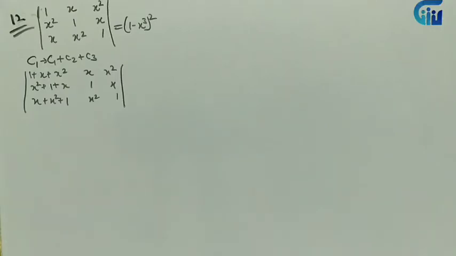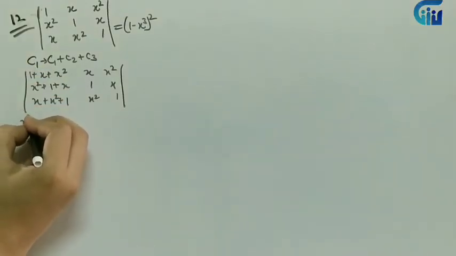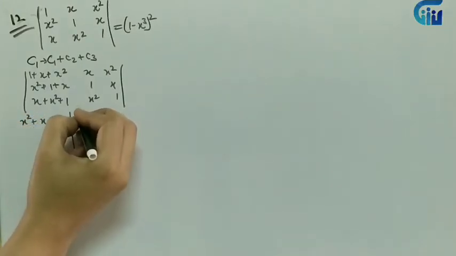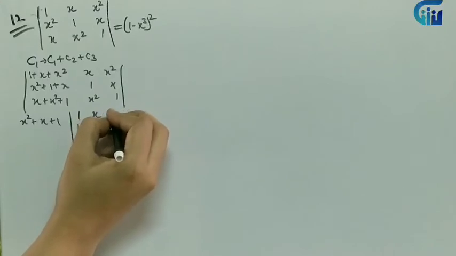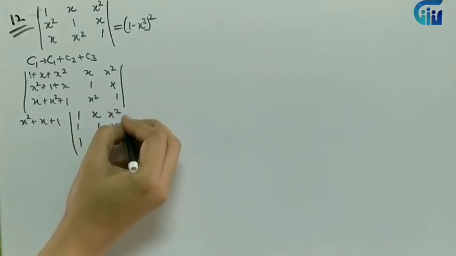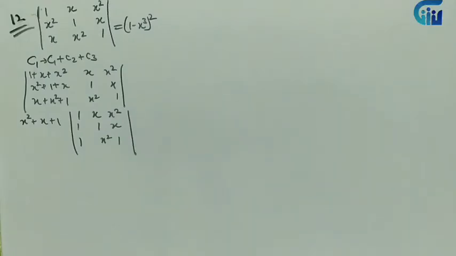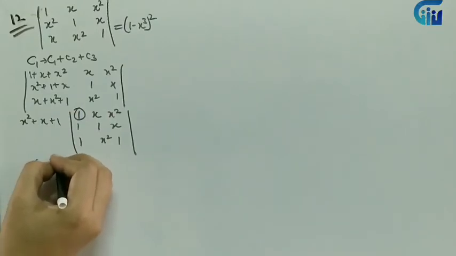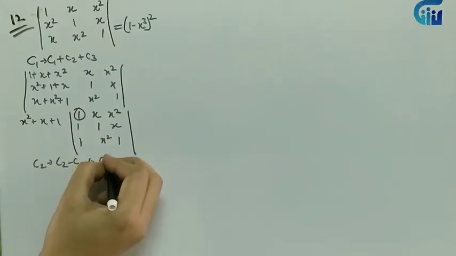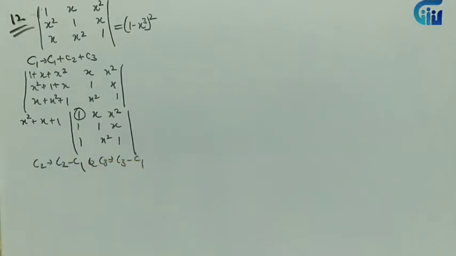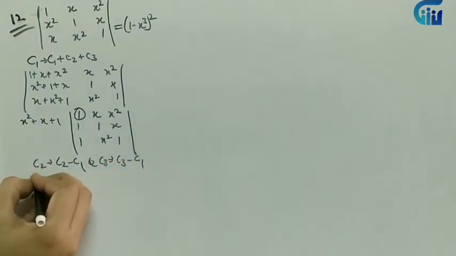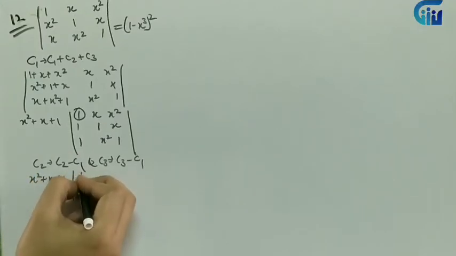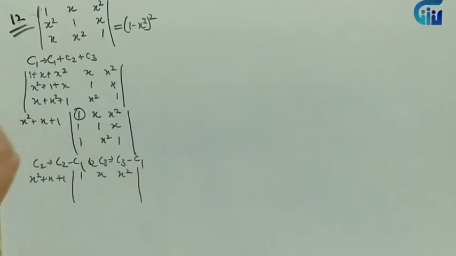So I'll take it common from column 1. We will take this particular term common from column 1. So it will be x square plus x plus 1, and then 1, 1, 1, x square, 1, x square, 1. Since we have 3 ones along column 1, I'll try to make 2 zeros. So again we'll fix this thing. We will write C2 as C2 minus C1 and C3 as C3 minus C1. C1 I'll fix and subtract it from both the terms. So it will be x square plus x plus 1, and this first row elements will be the same.